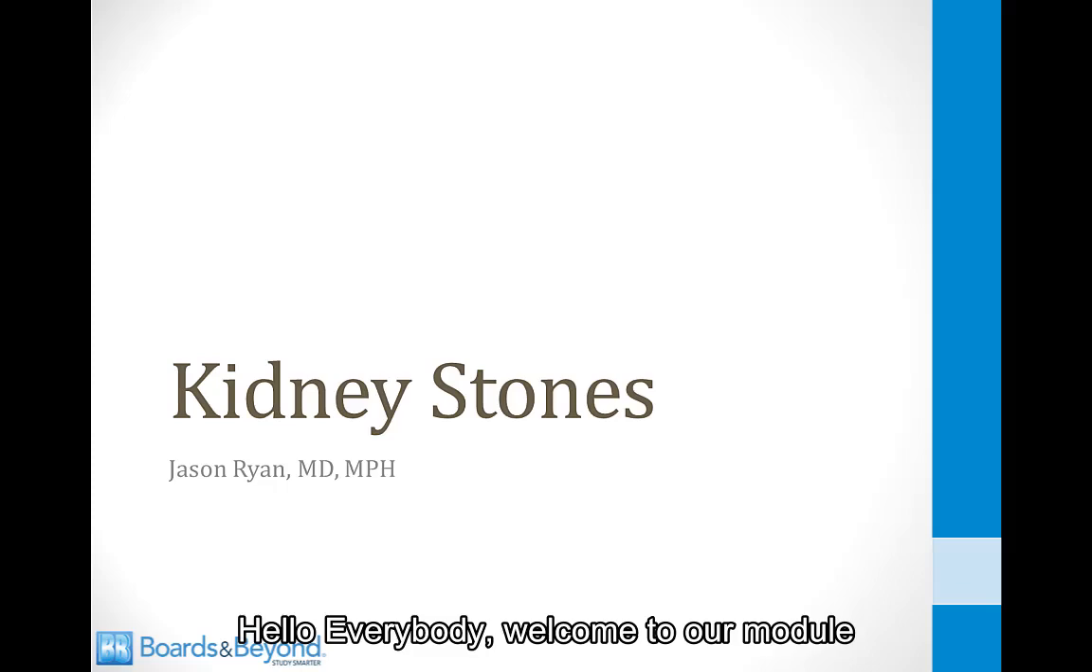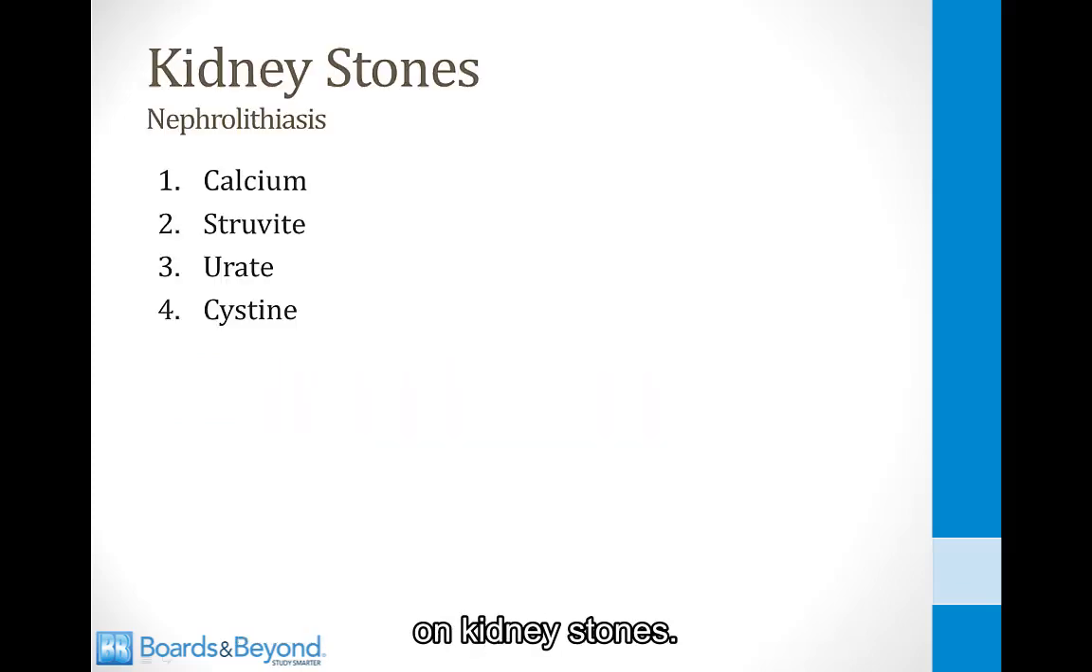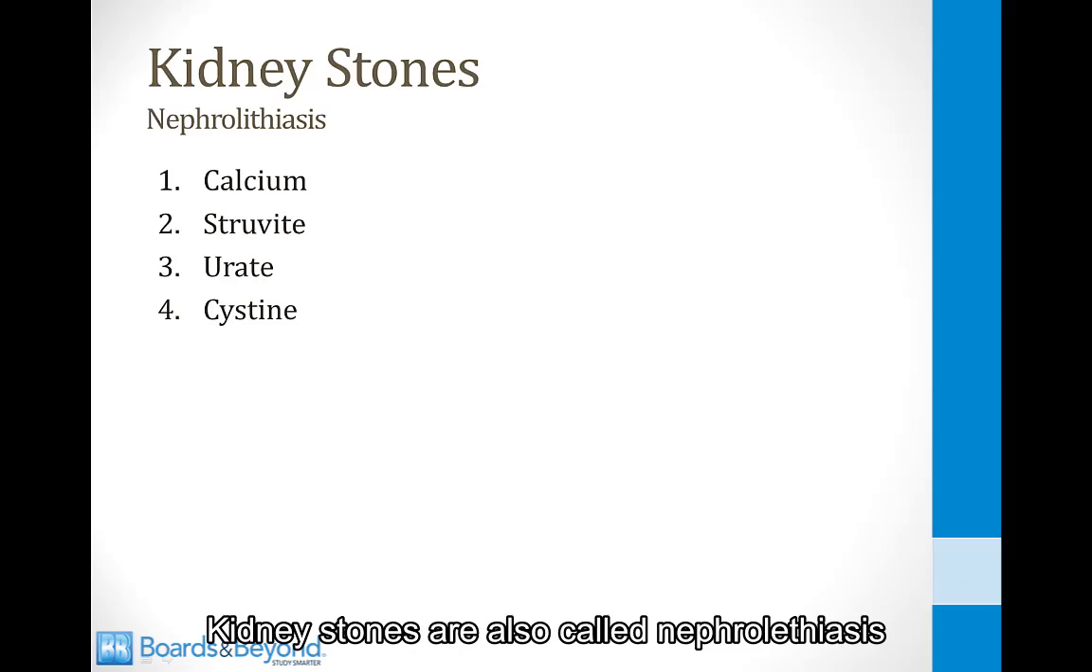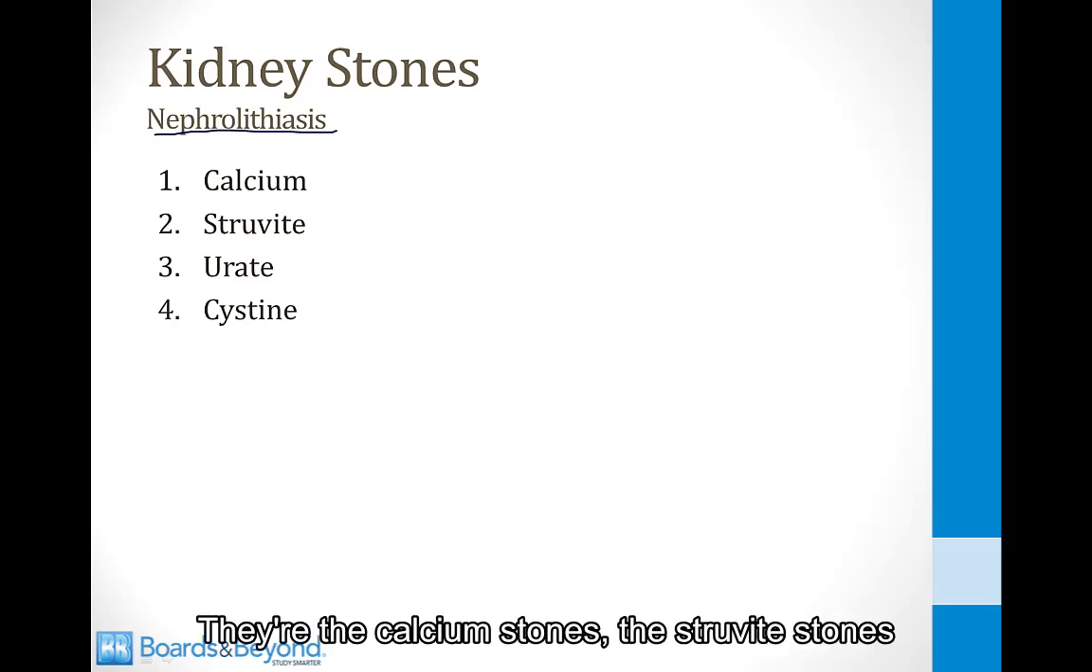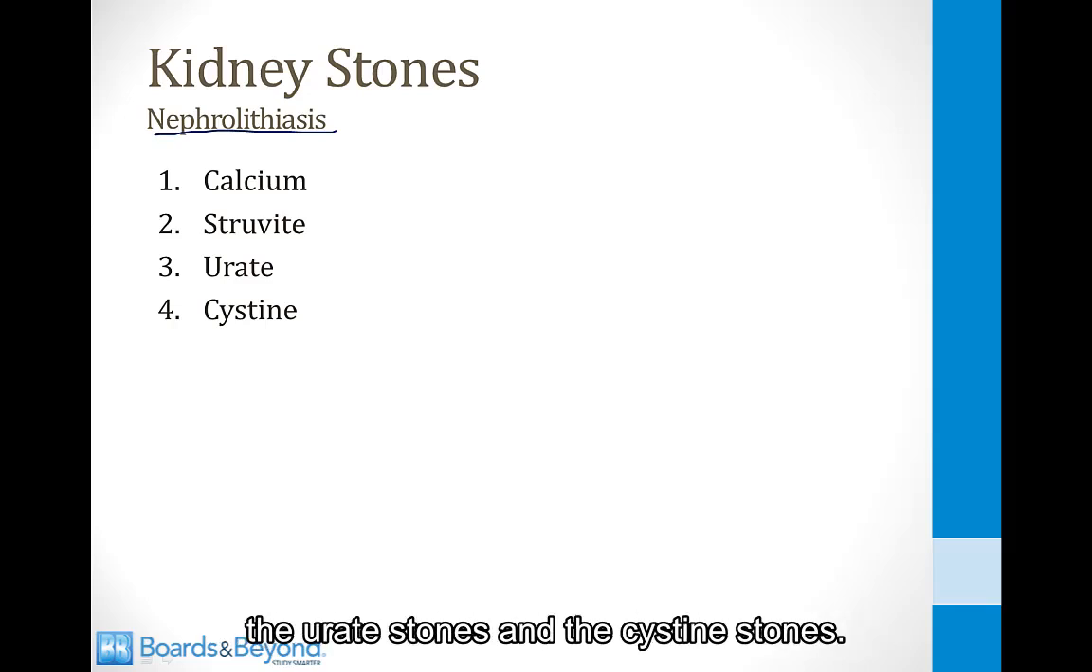Hello, everybody. Welcome to our module on kidney stones. Kidney stones are also called nephrolithiasis, and there are four types of kidney stones that you should know about. There are the calcium stones, the struvite stones, the urate stones, and the cysteine stones. We'll talk about all four in this module today.